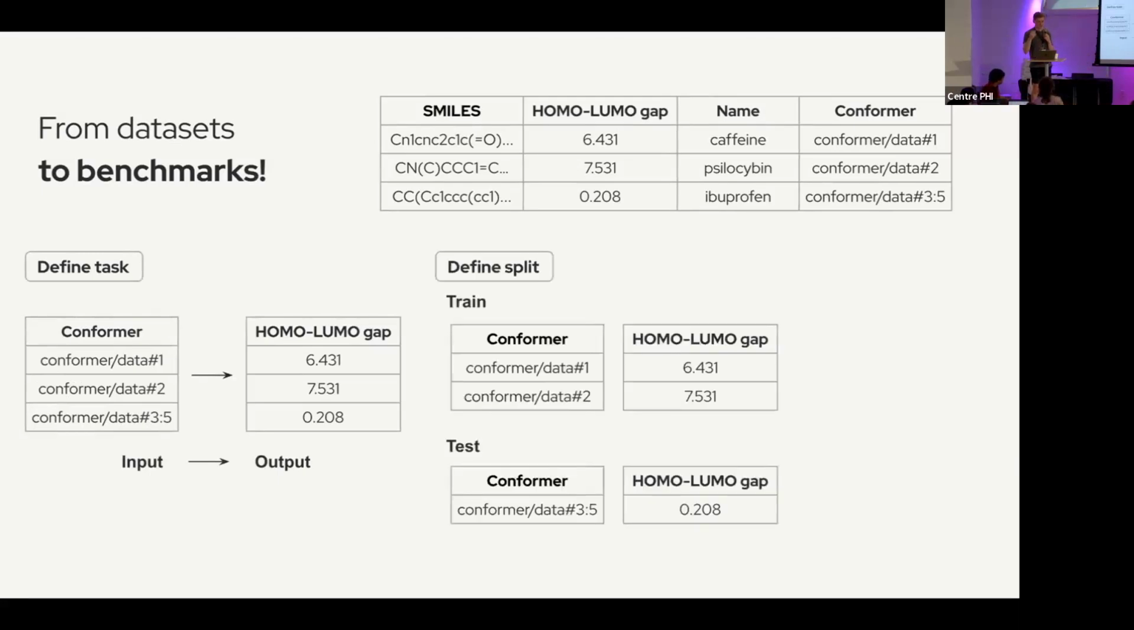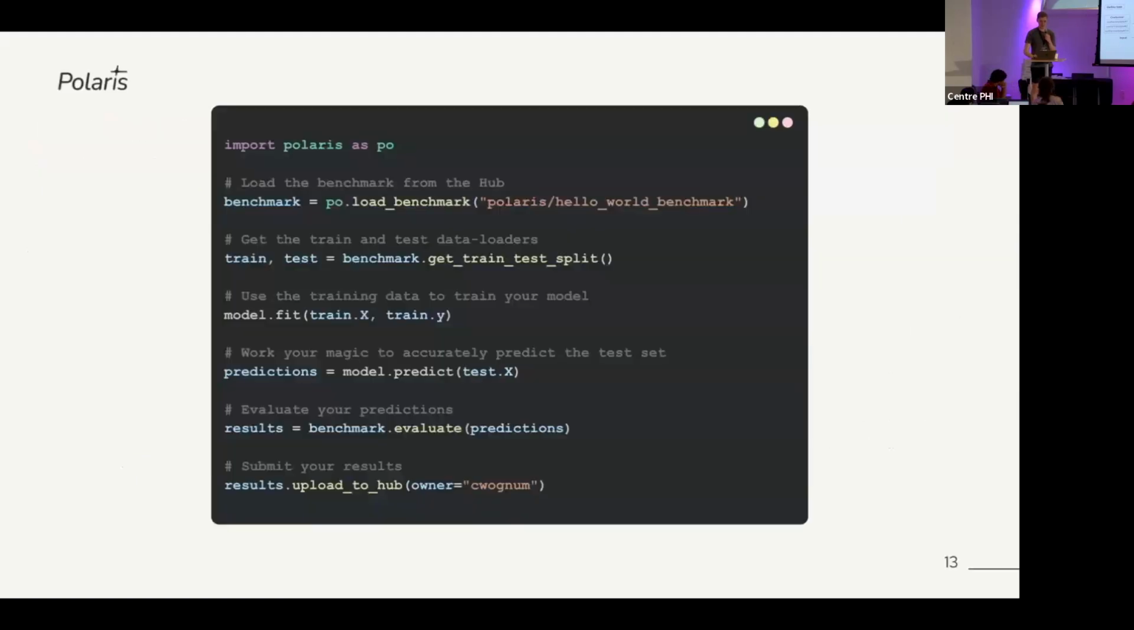It also allows you to define the split. What's the train set? What's the test set? This is simply done by the indices, so everyone uses the same split, and there's no noise in there. And finally, it defines the metrics. What are the metrics you need to use to evaluate performance?